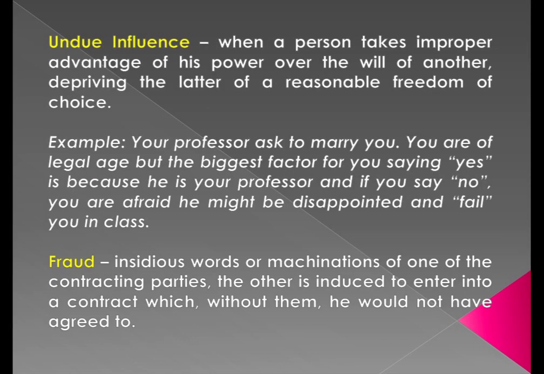And number 4 is undue influence. When a person takes improper advantage of his power over the will of another, depriving the latter of a reasonable freedom of choice. Okay, para mas maintindihan natin ito or para mas klaro, let's take an example. Your professor asked you to marry him. You are of legal age. But the biggest factor you're saying yes is because he is your professor. And if you say no, you are afraid he might be disappointed and fail you in class. This means you just entered into a contract because of vitiated undue influence. And it clearly means this is voidable. There is a reason later on para mapaalala natin yung marriage.